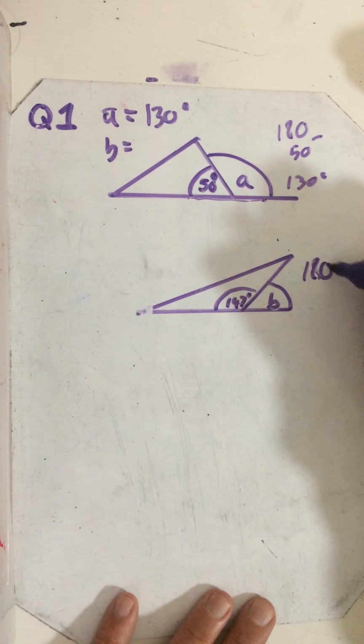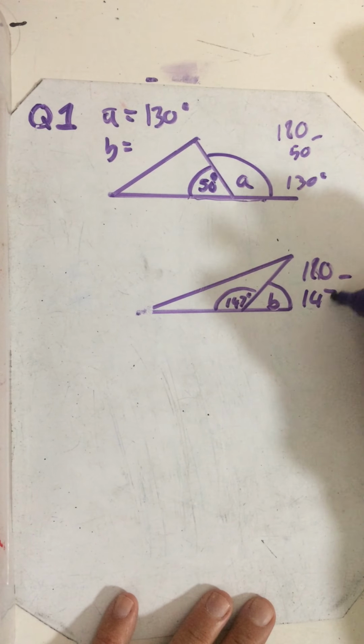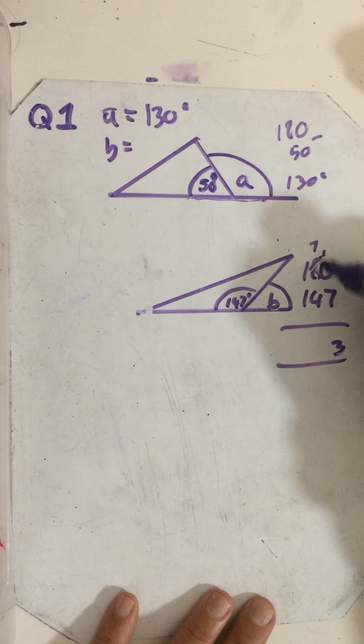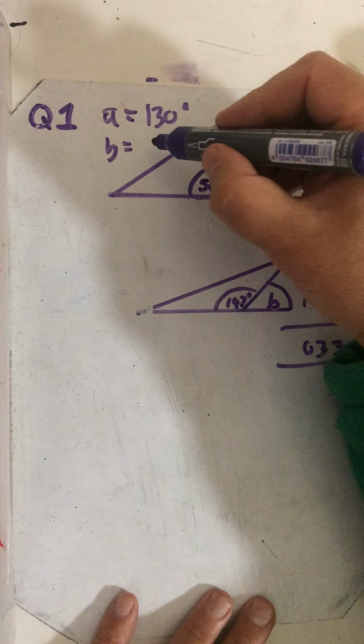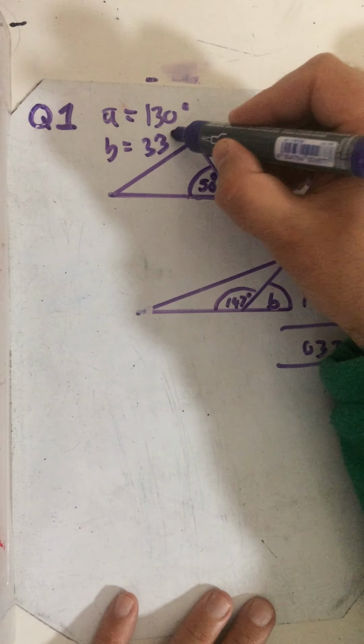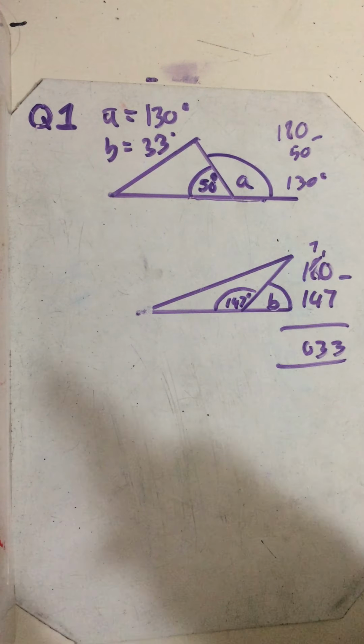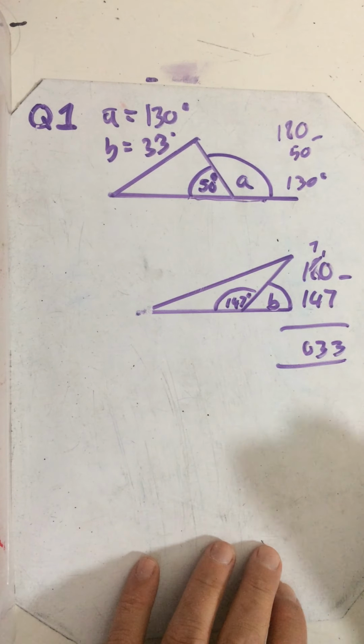So we do 180 minus 147. A bit tricky to calculate this because we need some borrowing. 7 take away 4 is 3, so we've got 33 degrees for B. 33 degrees. Just make sure you do those calculations. If you do it in your head, that's fine as long as you get it right. So there's question 1 done for you.